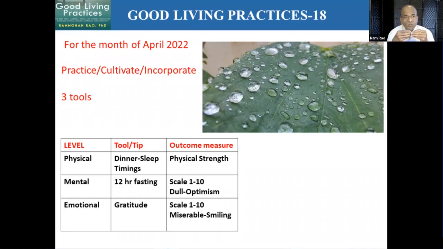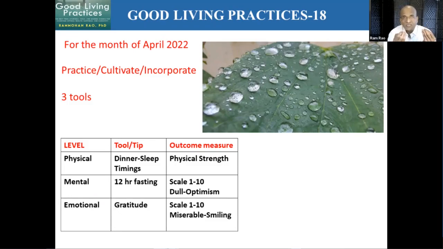And so the 3 tools were, at the physical level, I asked about maintaining the timings between dinner and sleep. That would be 3 hours minimum. Okay, so keeping a gap of 3 hours minimum between dinner and bedtime. All right. And then the outcome measure was how you feel at the level of your body and at the level of your mind. Because a lot of people complain the next morning when they wake up, they say, we feel mental blockage or mental fog, or we feel tired.